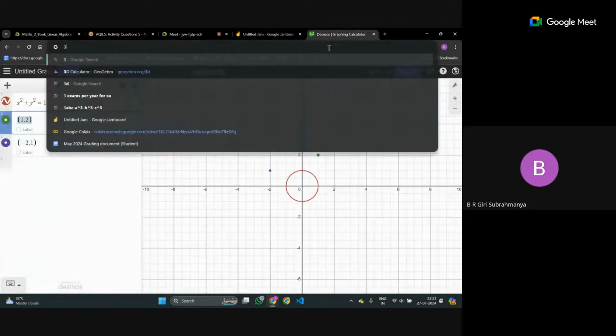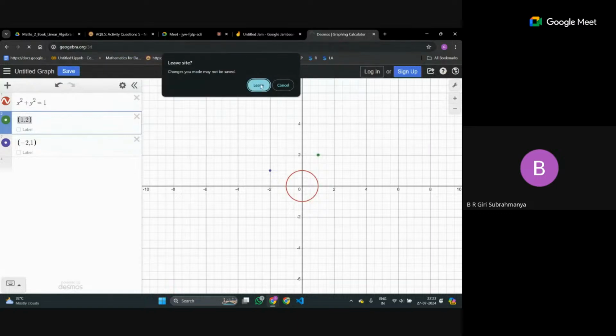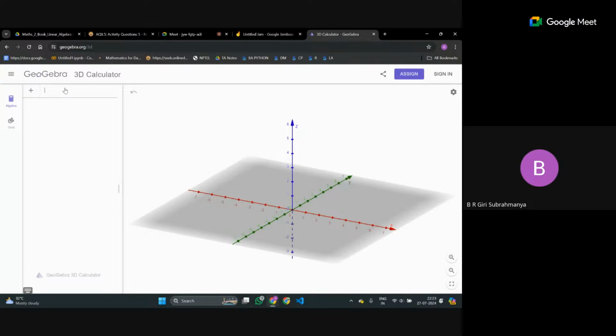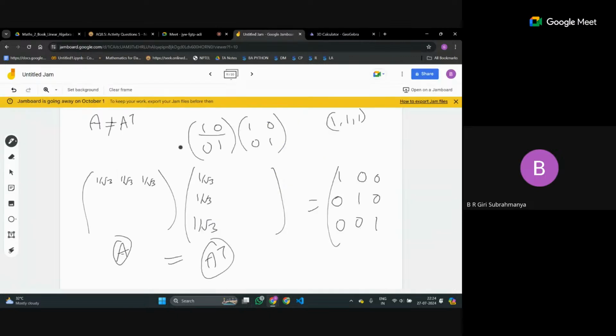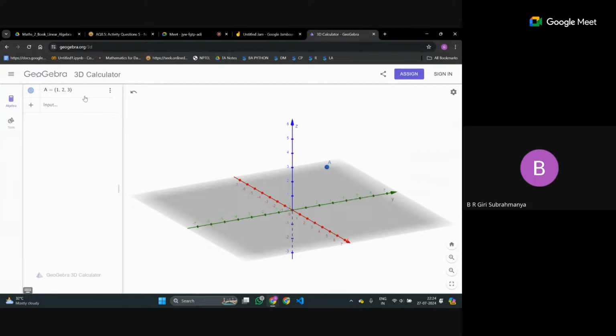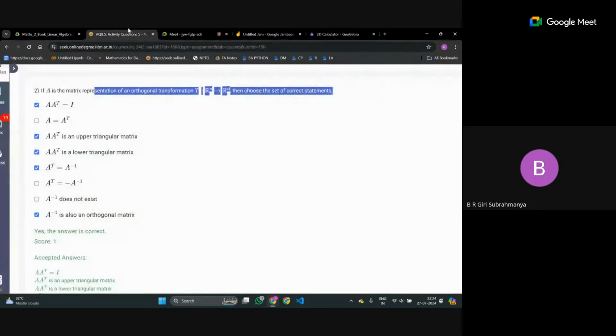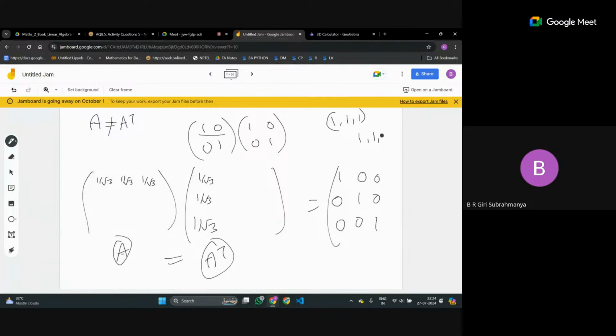Now, let's say this is 3D, so we have 1, 2, 3. We need something orthogonal to this, right? What can be orthogonal to 1, 1, 1? 1, 1, minus 2 can be orthogonal, right? The dot product of this will be 1 plus 1 minus 2. So you can take 1, 1, minus 2.